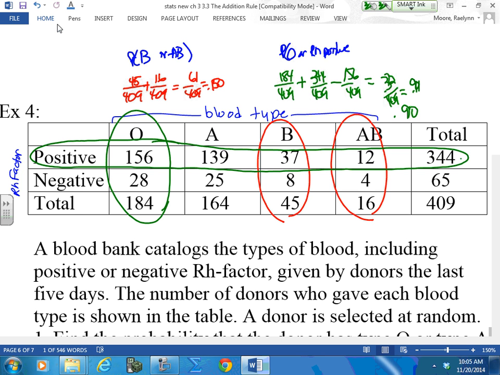Mutually exclusive means they cannot happen at the same time. They're excluded from each other. They decided to mutually exclude each other. Yes. Because you see where this overlaps? You actually added 156 into this total, and then you added 156 into this total. So you added it twice. So you have to subtract one time.